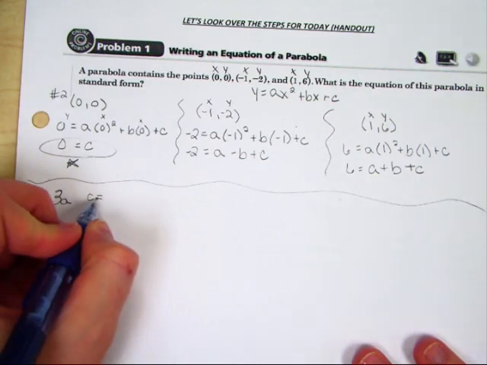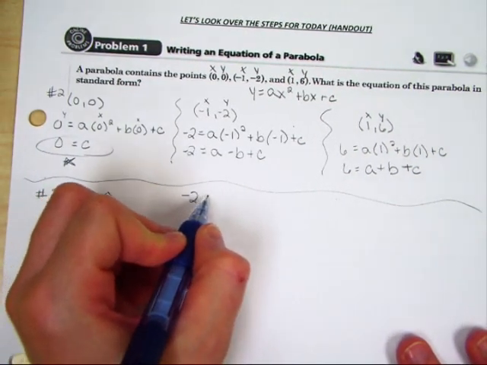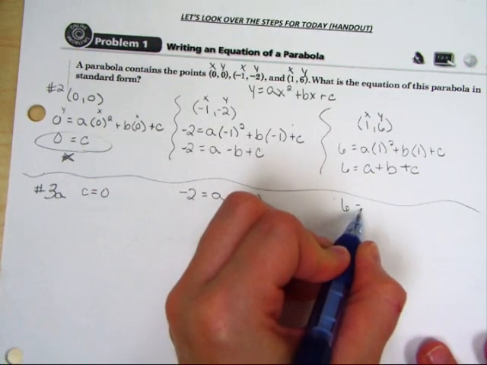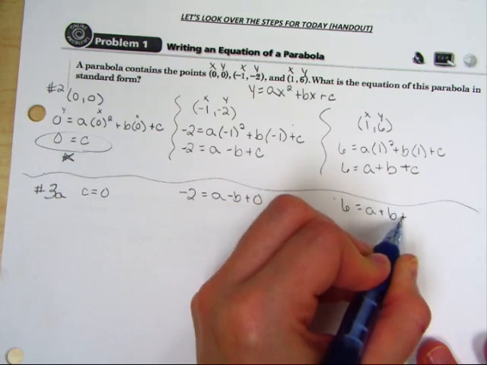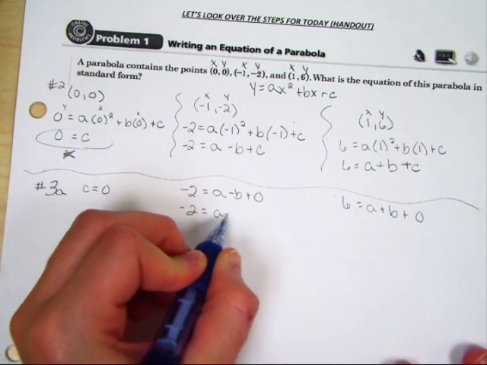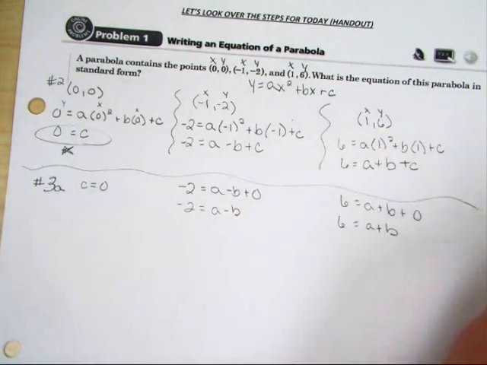The answer was c equals 0. Plug it into the other 2. So I'll just plug them in underneath. Negative 2 equals a minus b plus 0, and then 6 equals a plus b plus 0. I just made c 0. That's negative 2 equals a minus b, and then 6 equals a plus b. Okay, go to step 4a.